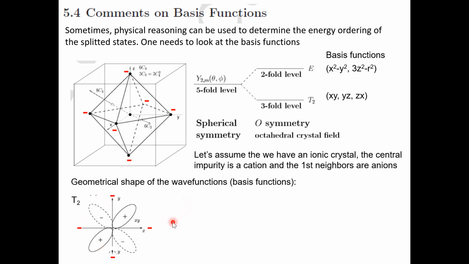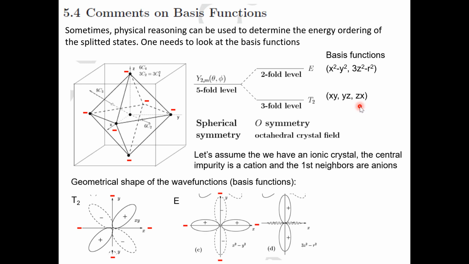So when I see that, then if I remember that electron has a negative charge, that means the interaction energy between this orbital and these negative charges is not going to be very high, because the electron cloud is not pointing towards the ions. All right. This is the same argument I could use for the YZ and for the ZX basis functions. It's essentially the same argument.